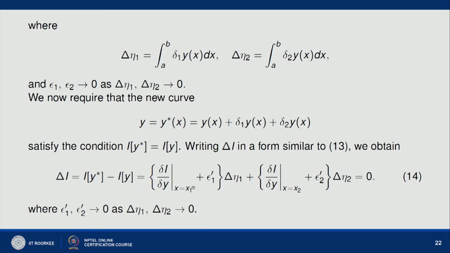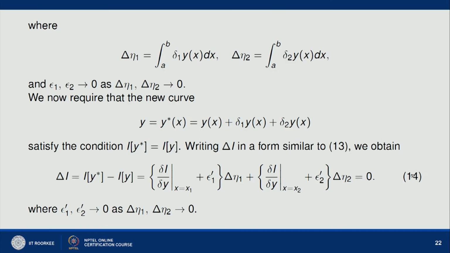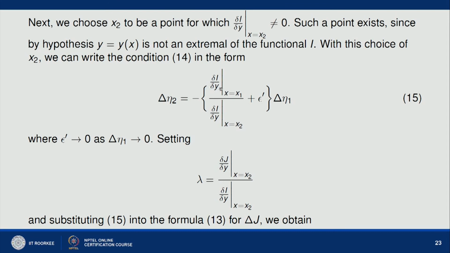Now this can be written in terms of variational derivative as delta I by delta y at x equal to x1, plus some epsilon 1 dash, into delta eta 1, plus delta I by delta y evaluated at x equal to x2, plus epsilon 2 dash, into delta eta 2. Here delta eta 1 and delta eta 2 are given by these areas, and epsilon 1 dash and epsilon 2 dash will tend to 0 as delta eta 1 and delta eta 2 tend to 0. This gives us a condition on how delta eta 2 is given in terms of delta eta 1. So from this last equation 14 we try to find delta eta 2 in terms of delta eta 1.